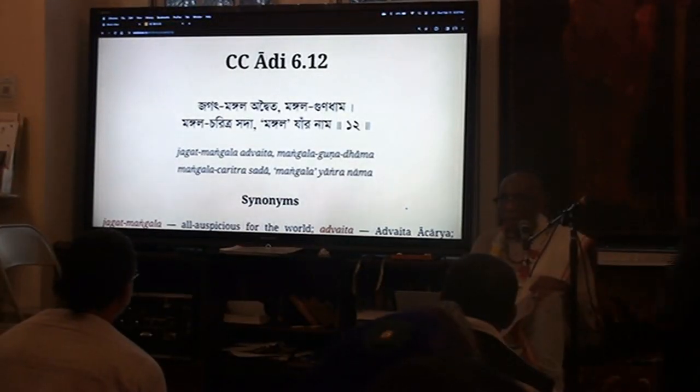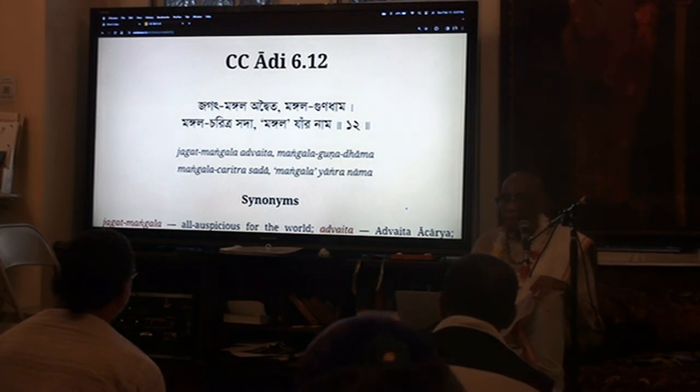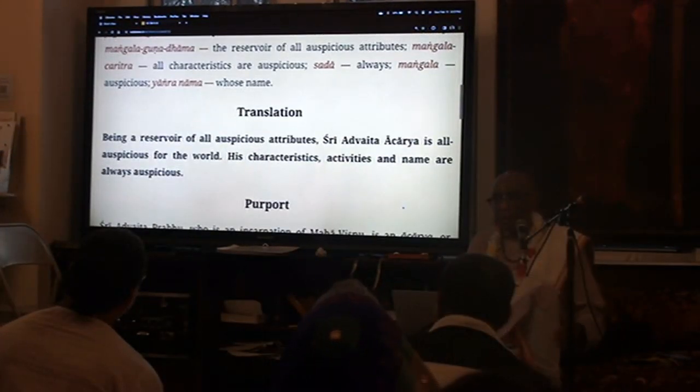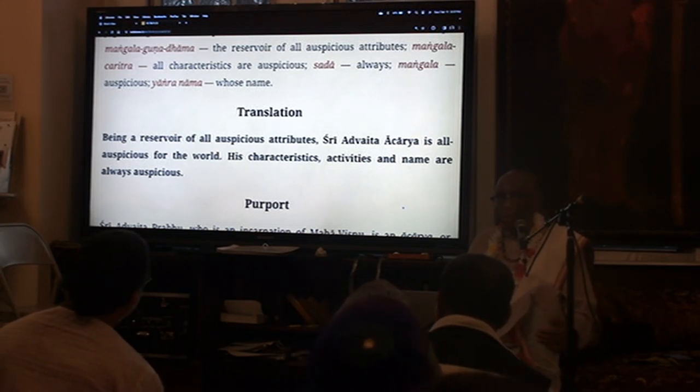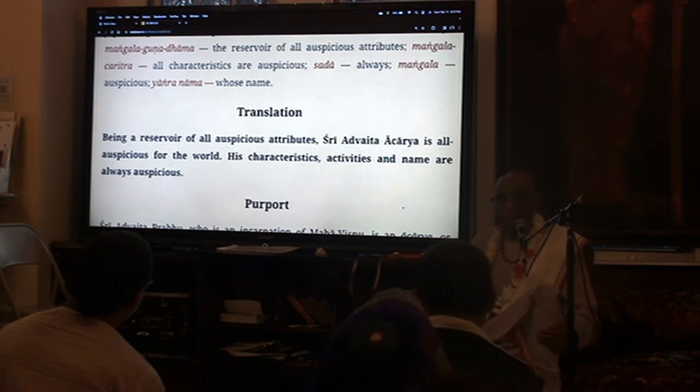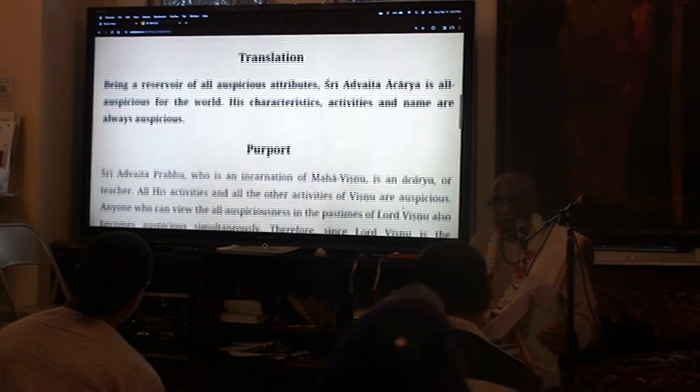Jagat mangala advaita mangala guna nama, mangala charitra sada mangala yanra nama. Being a reservoir of all auspicious attributes, Sri Advaita Acharya is all auspicious for the world. His characteristics, activities, and name are always auspicious.